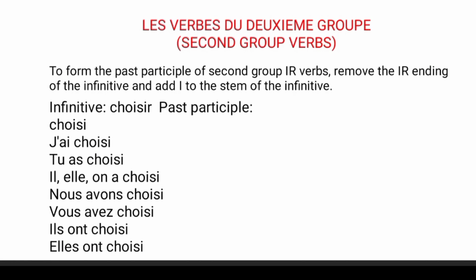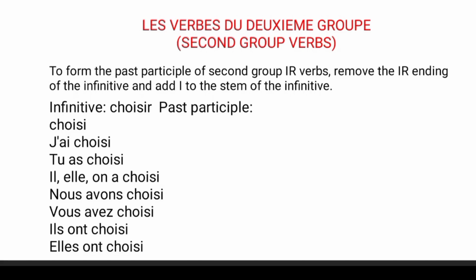The next thing I want you to focus on is the second group verbs. Second group verbs end in ir. However, not every verb in ir is a second group verb. We've seen sortir is a third group verb, but it ends in ir. Look at this: choisir. For second group verbs, we remove the r and just leave the i there to form the participe passé.